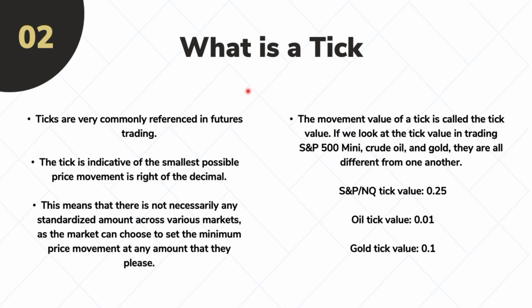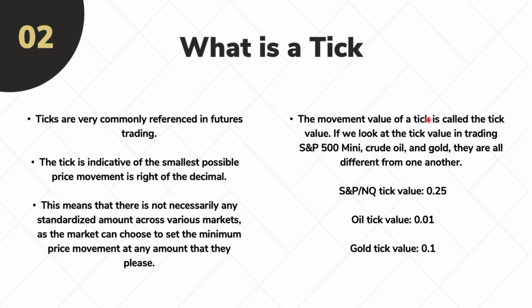Let's talk about what a tick is. Where pips are used in Forex trading, ticks are used in futures trading. The tick is indicative of the smallest possible price movement and is right of the decimal. This means that there is not necessarily any standardized amount across various markets, as the market can choose to set the minimum price movement at any amount that they please. So that means there is no set rule. For example, the Nasdaq and the S&P have different ticks than oil futures or gold futures.